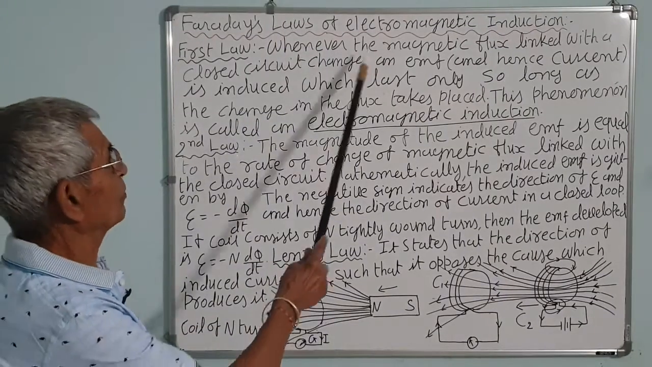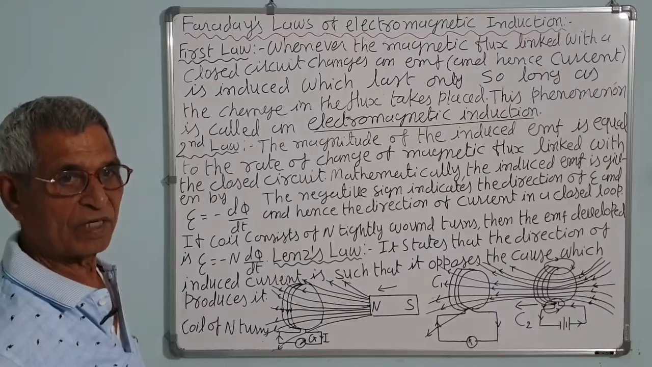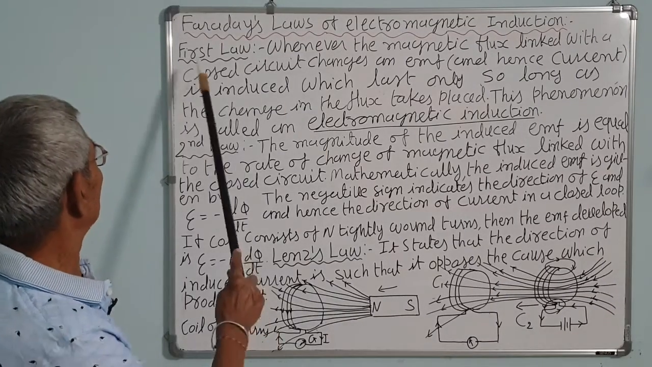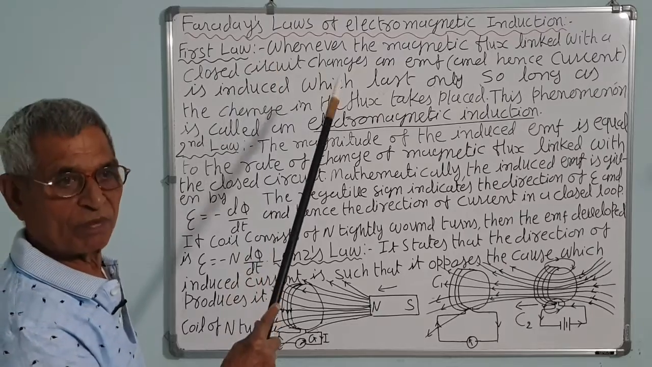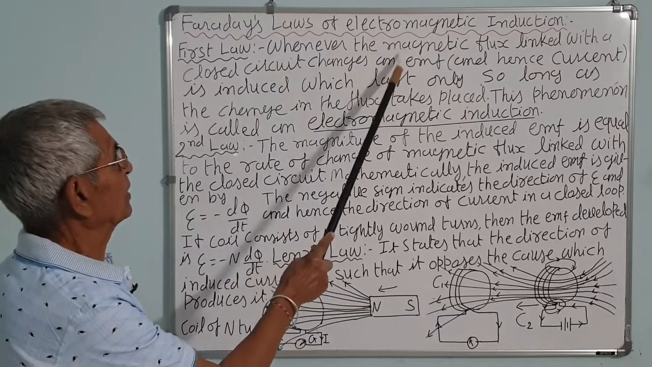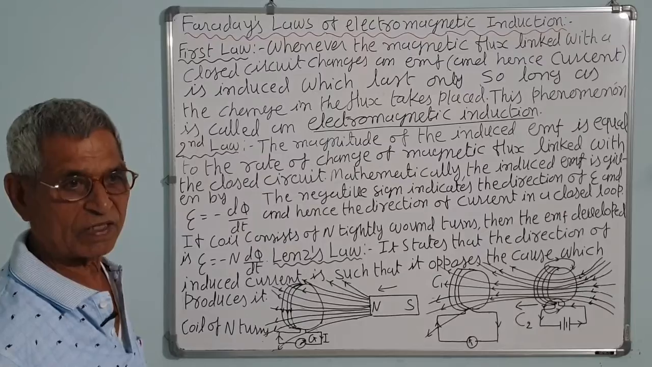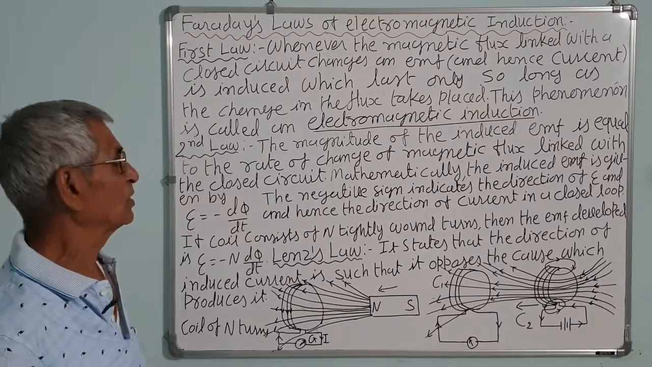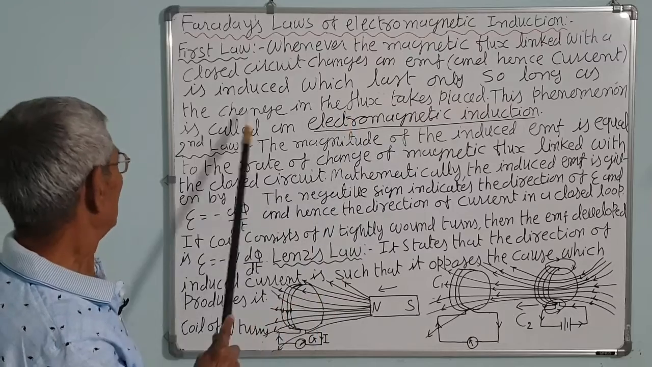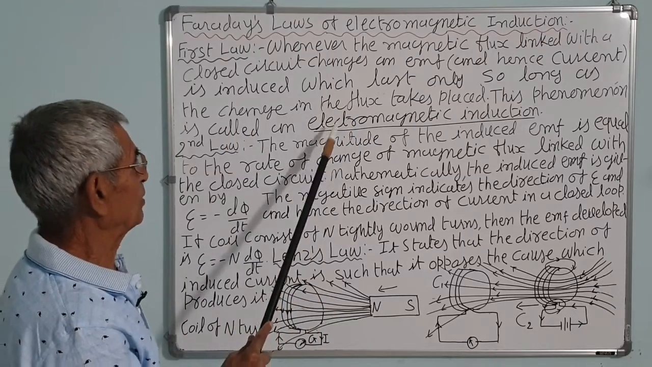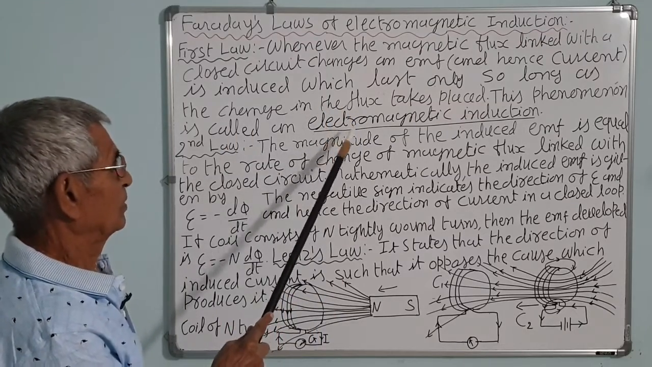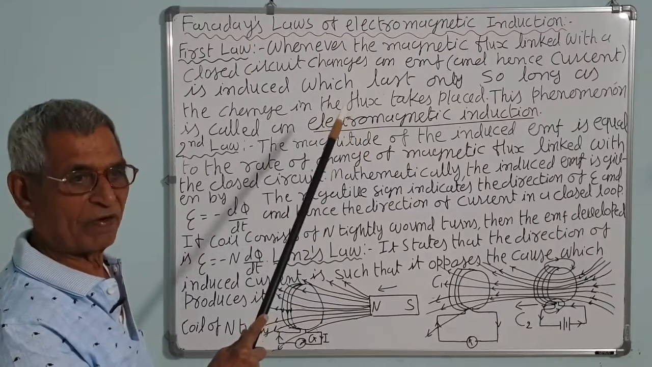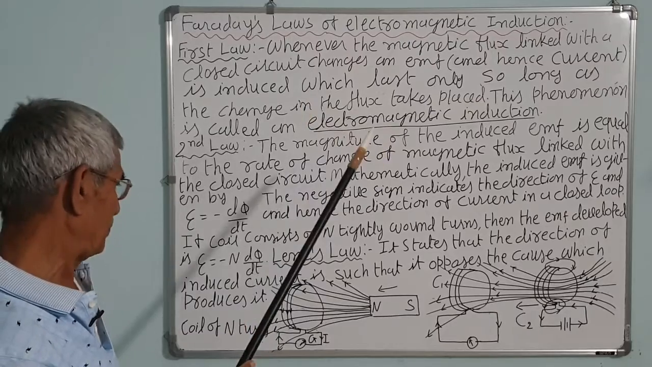Now Faraday's laws of electromagnetic induction. There are three laws: first law, second law and third law for direction. The first law is just a definition of electromagnetic induction. Whenever there is a change in the magnetic flux linked with the circuit, an induced EMF and hence current is induced, which lasts so long as the change takes place. In order to produce the EMF, there should be a change in the magnetic flux linked with the circuit. The magnetic field lines linked with the circuit should be changed.